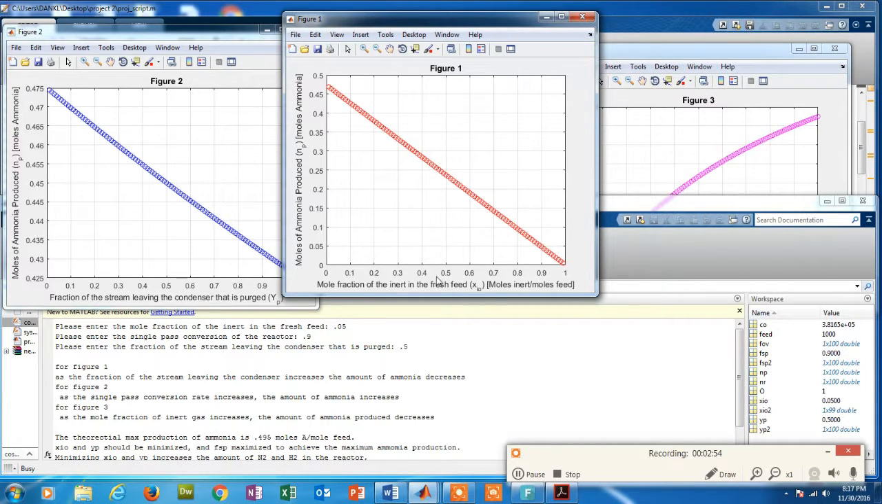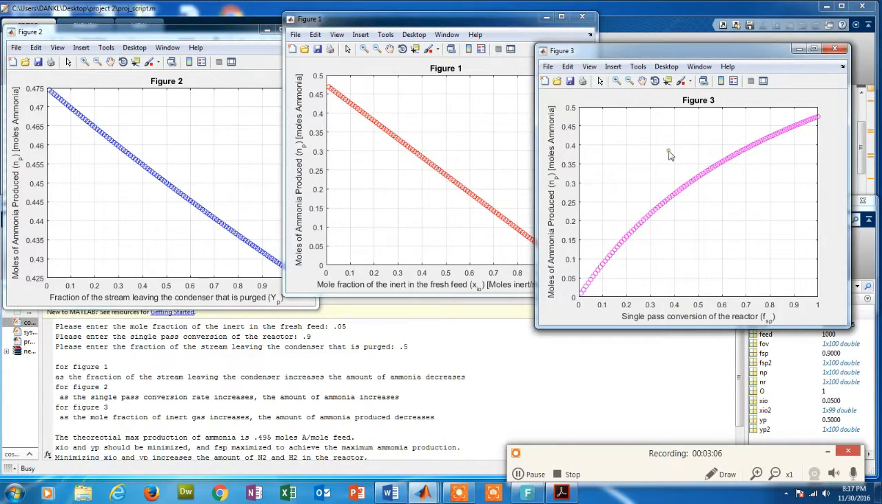As far as the mole fraction of inert in the fresh feed, if it goes to a higher percentage, the production of ammonia goes down. The single pass conversion of the reactor, of course, if it were to increase, the production of ammonia would go up. And that's essentially what it's produced.